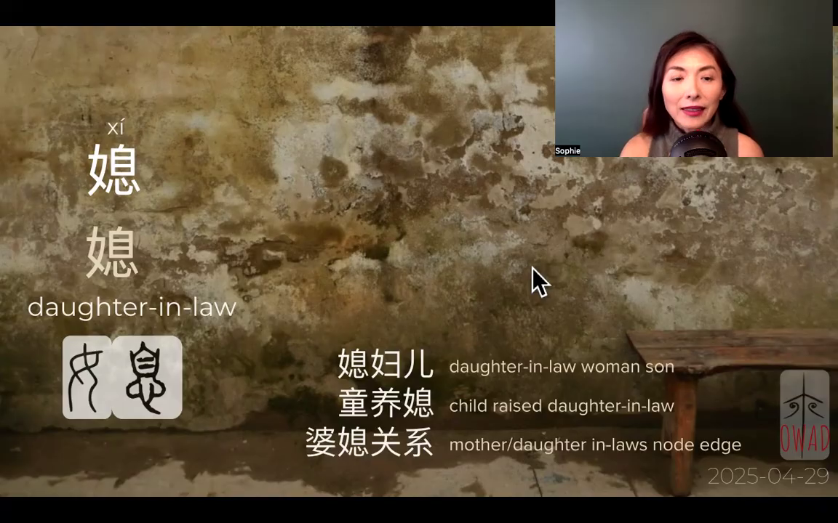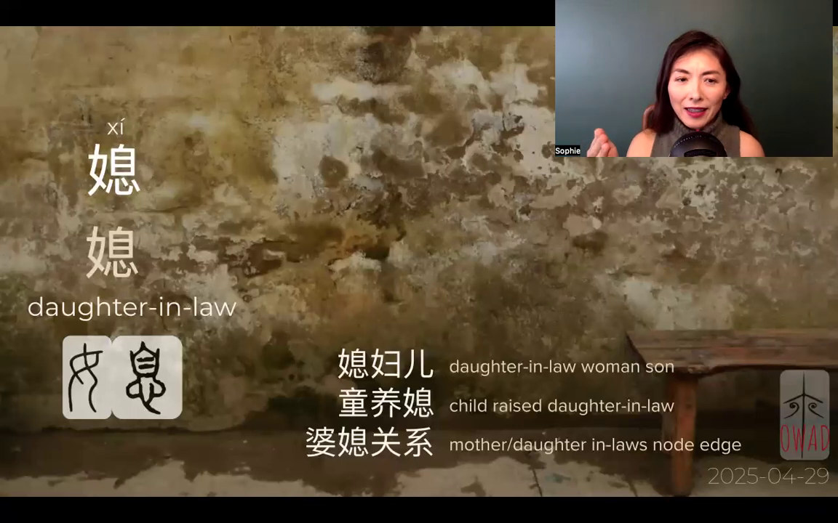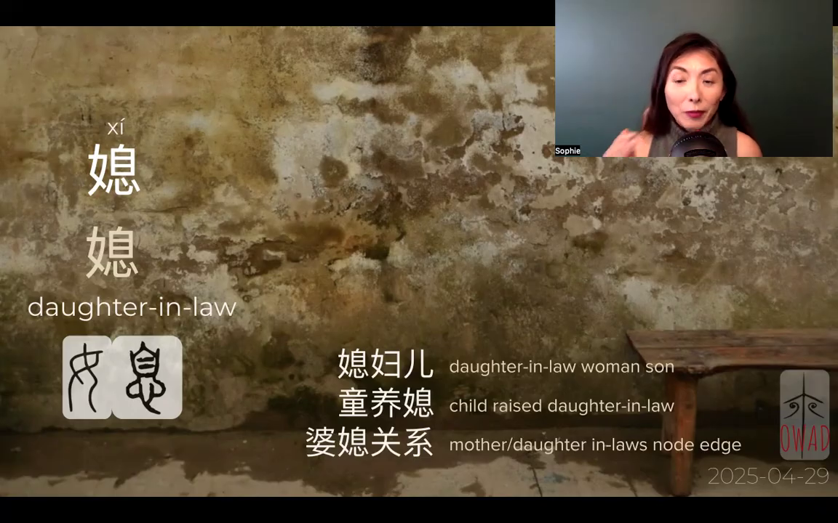Okay, Xi is today's character, translated as daughter-in-law. Yesterday we talked about Xu, son-in-law. Now Xi, daughter-in-law, mostly from the mother-in-law's perspective. So it's the man's mother, and to her, whoever the wife of the son brought in would be considered Xi. Okay, this will then be the daughter-in-law.